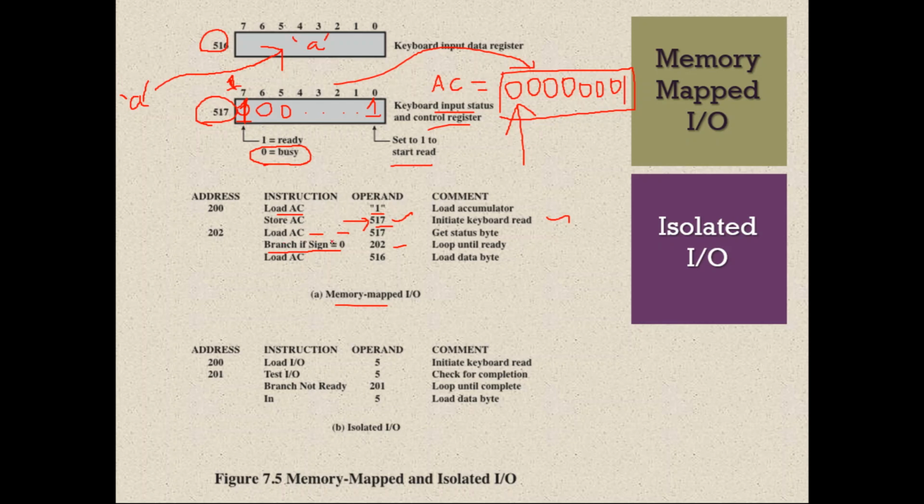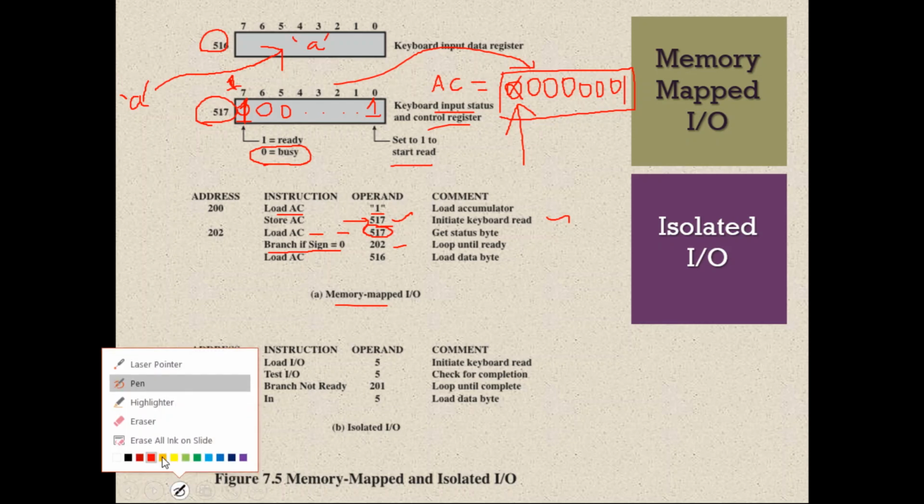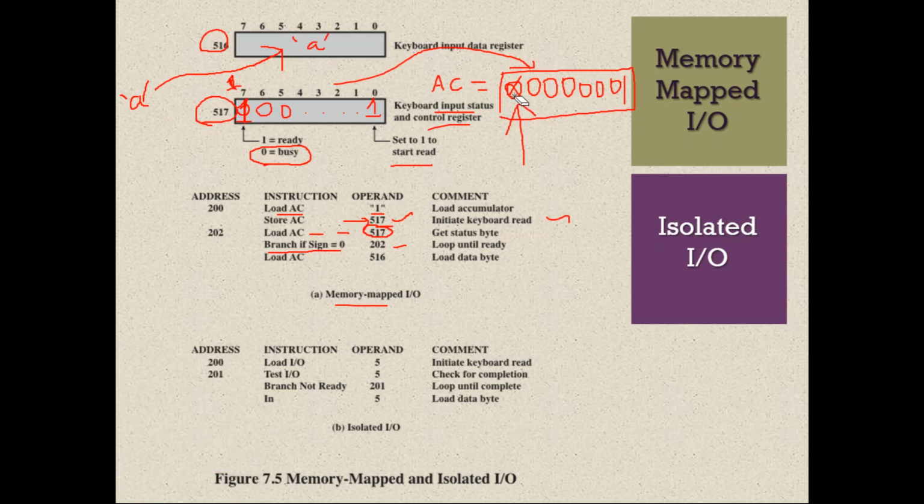Now once again we are saying load accumulator from 517. Whatever the content of 517, that will be loaded into the accumulator. Now what is the content? This most significant bit is not 0, now it is 1. So at present this location is having 1.